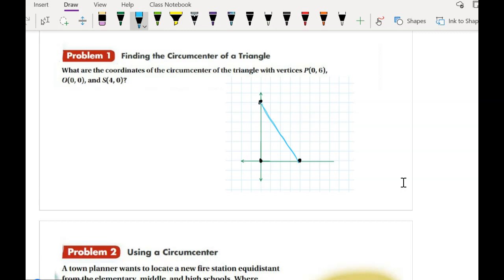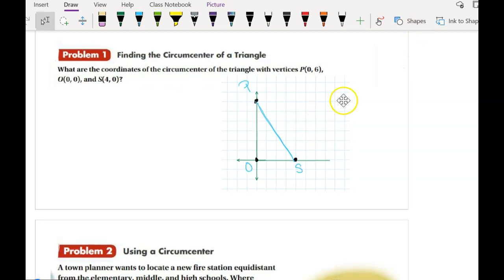Which ones are easiest? So if you said it was easier to find the perpendicular bisector of segment PO and OS, you would be correct, because these are on my axes, my x-axis and my y-axis. So I can know, let's see, this is point (0, 6). So this is going to be 3 up. And let's see, S is (4, 0). So I know the midpoint on OS is at 2.